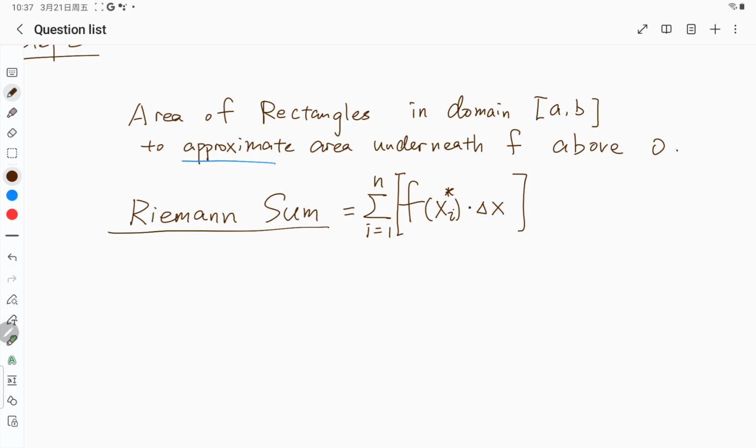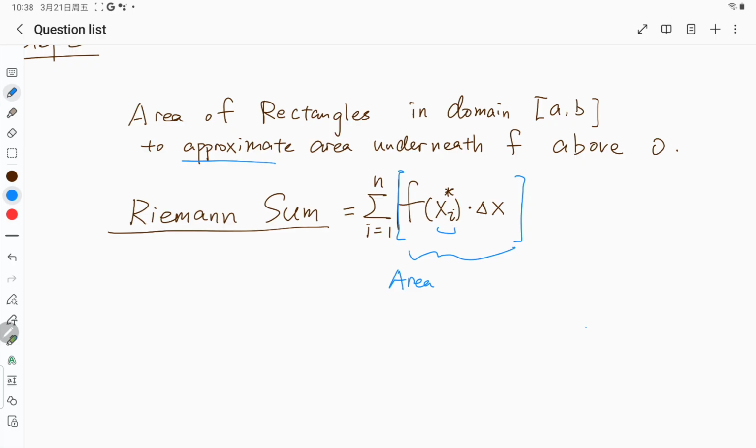Summation of the area of rectangles. Okay, and then summation i is from 1 to n, and inside of this big bracket is our area of each rectangle, right? Area of each rectangle. So I think some of you, when you read until now, may still have a question about this x_i star. Don't worry. We'll keep drawing another graph to illustrate this x_i star.